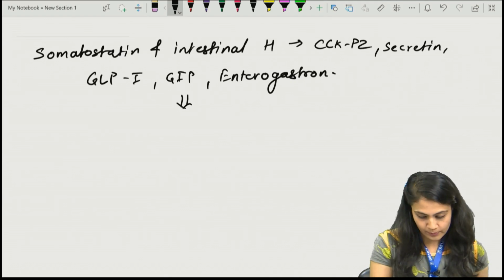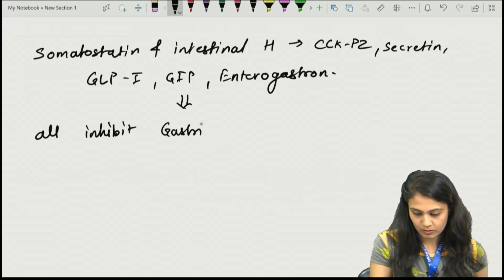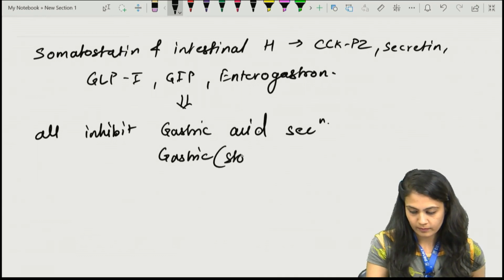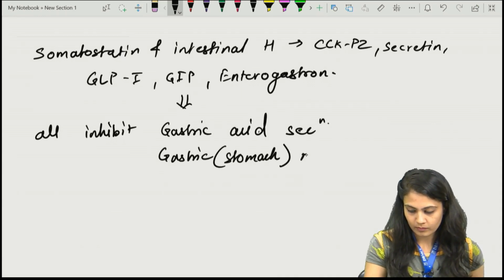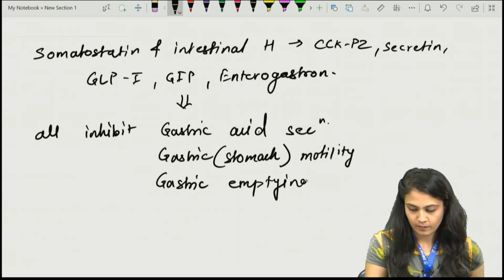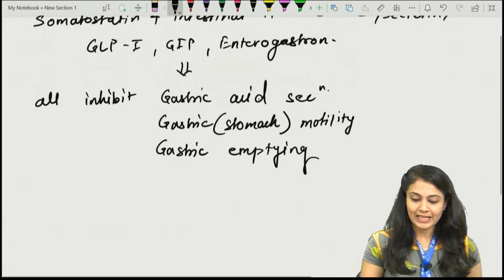All these hormones inhibit, first, gastric acid secretion, second, gastric motility or stomach motility, and third, gastric emptying. These three things they inhibit. These are the hormones which inhibit these three things.